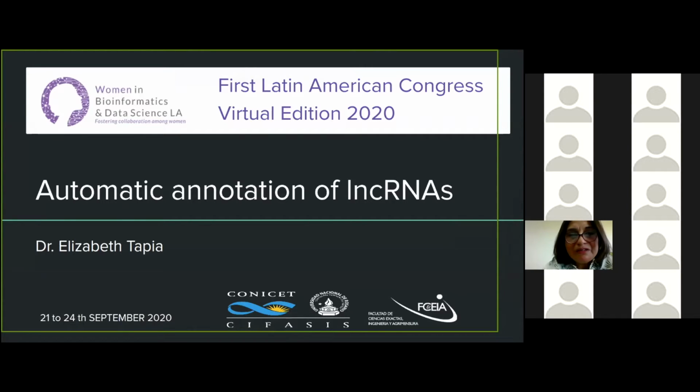So my presentation is entitled Automatic Annotation of Long Non-Coding RNAs. This is one of the research lines of my group at the CIFASIS Institute in Rosario, Argentina. I will organize and present this research from bottom to top. That is, I will start defining what we understand by long non-coding RNAs.